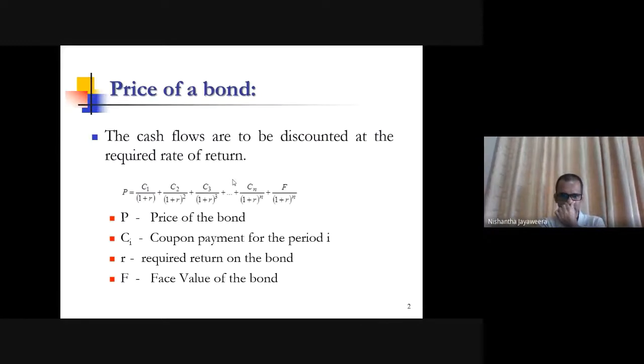You might remember this. How do we price a bond? This is what we discussed. It is the present value of future cash flows. C1, C2, C3, Cn are the coupon payments, and F is the face value. We discount each at our required rate of return, or the yield to maturity, and then we get the price. This is just to remind you, because everything will be based on this equation.